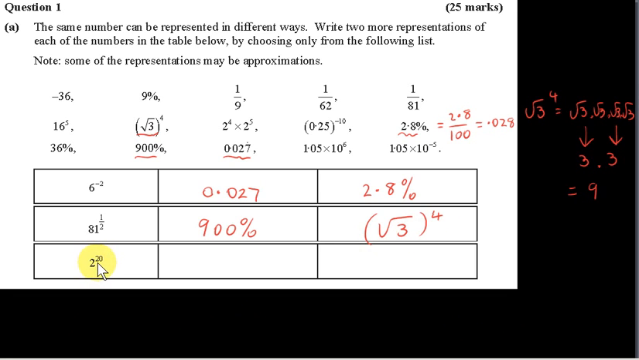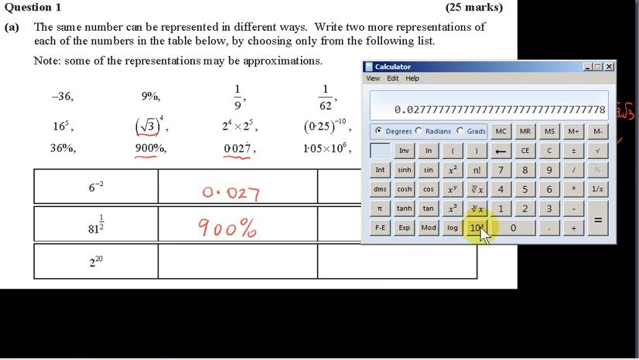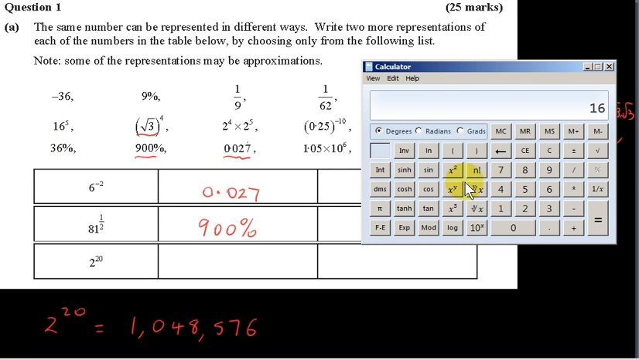Two to the power of 20 is a very large positive number, so we have to look for very large numbers from this list. So obviously that rules out 1/9, 1 over 62 and 1 over 81. 16 to the power of 5 could be an answer. We just need to test that out. First of all, let's calculate 2 to the power of 20. It's 1,048,576. Let's look at 16 to the power of 5. It's exactly the same.